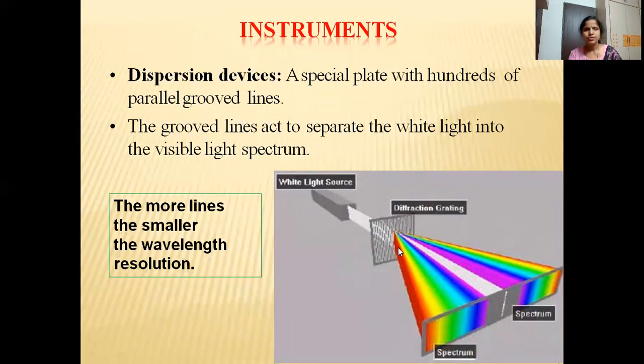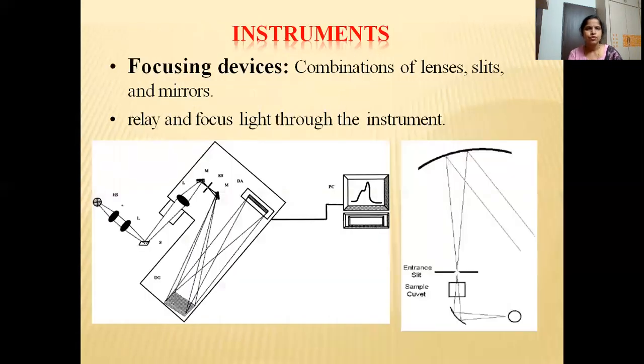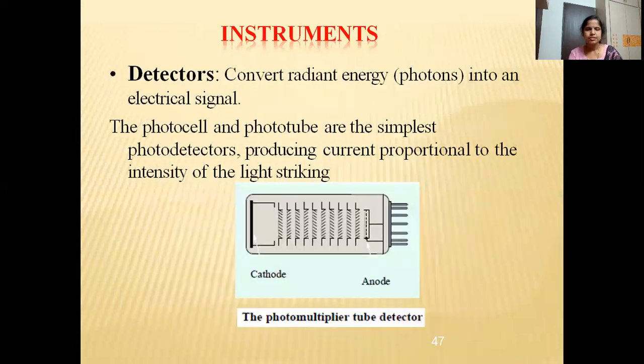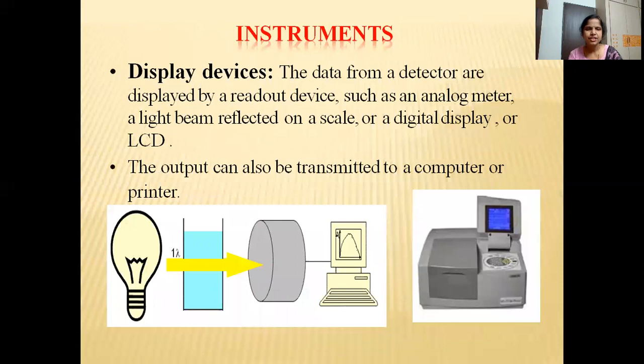The main use of this is that the light which is passing through these grooves can be broken down into smaller lines, that is, with small wavelength resolution. That is the main important thing in spectrophotometer. So the more lines, the smaller the wavelength resolution. Then focusing devices, cuvettes, same thing, detectors, display devices. Display devices, again a digital display or an LCD can be used, computer or printer.